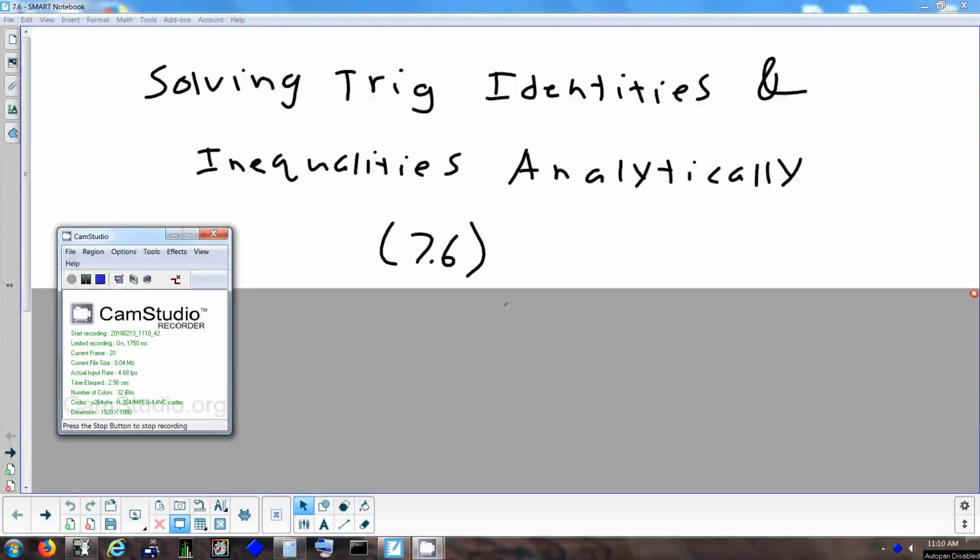All right, so our last section for chapter 7 is 7.6, and it's solving trig. We're mostly going to focus on equations. We might do a few inequalities, we'll see, but solving them analytically. So analytically means algebra, okay, not just graphing it and finding an intercept.